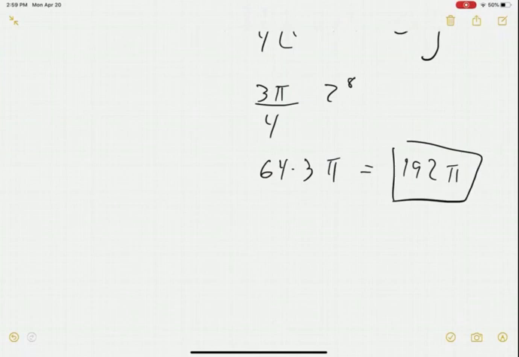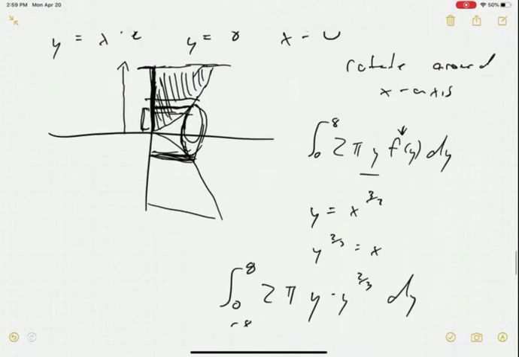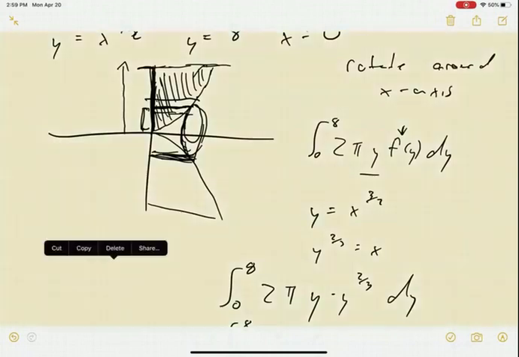Yes, I have one question. Now with this problem, I'm assuming that cylindrical shells is the only way to solve it. Yeah, so sometimes that is the case, that we can only solve it one way or the other. Sometimes we could solve it either way.